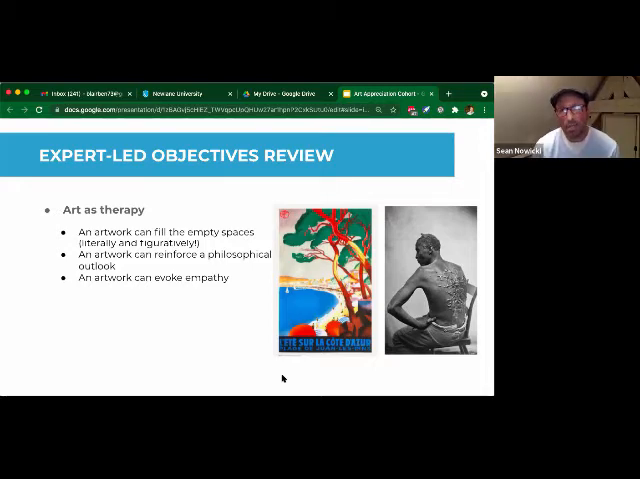Or you could have something you believe in, and artwork can sort of reinforce that. You can believe in humanity, you can believe in how humanity comes together, and then you have all these works of art that show human beings pulling together.